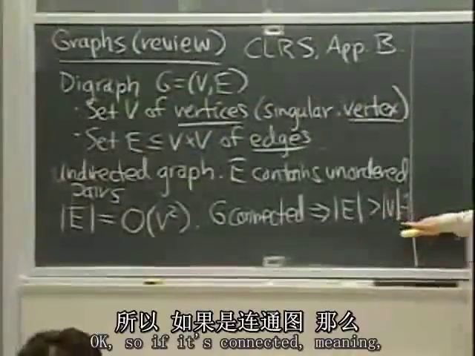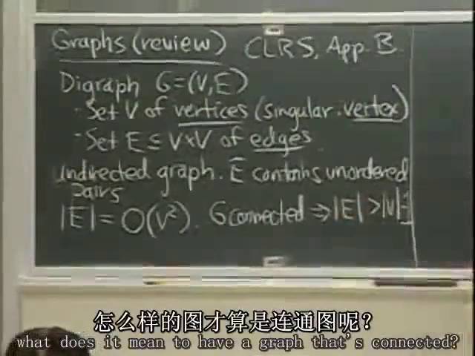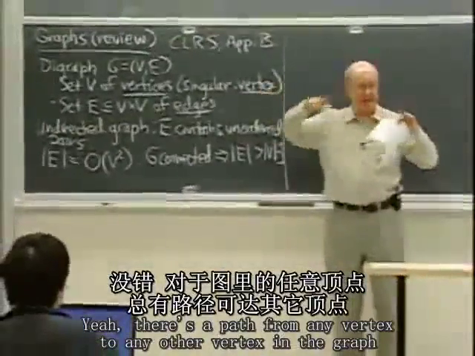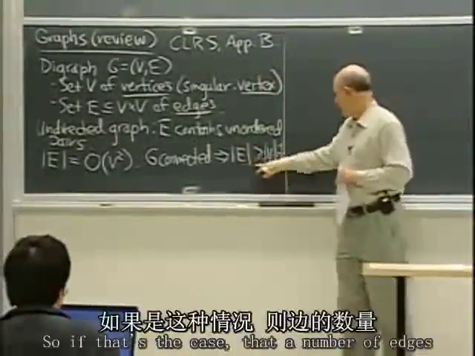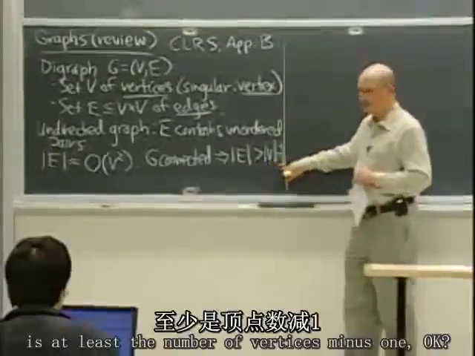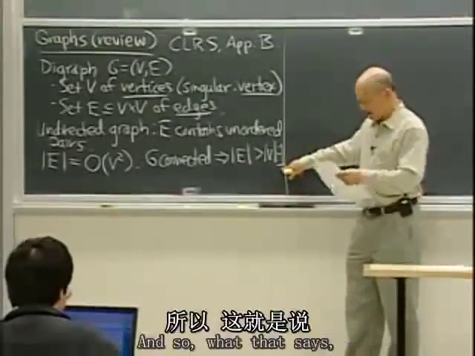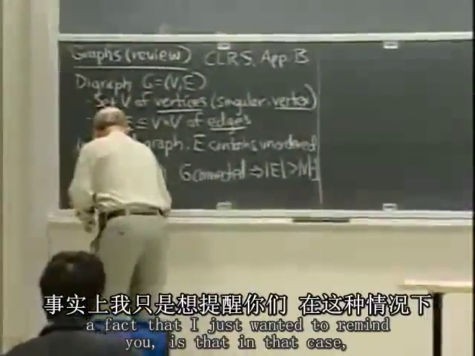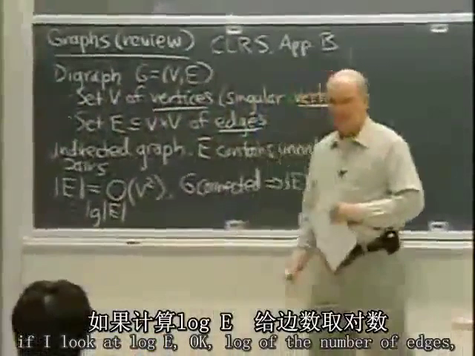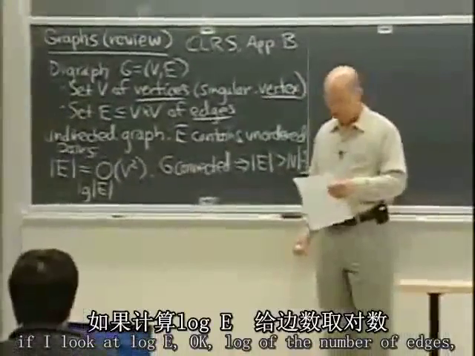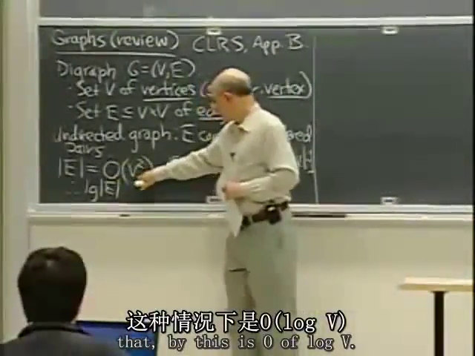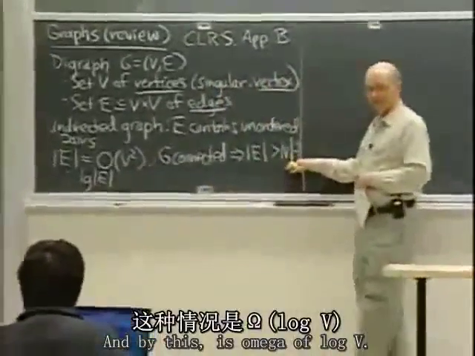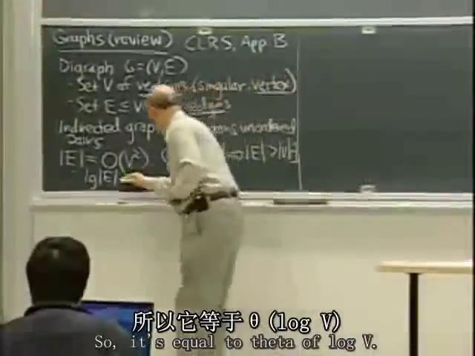So if it's connected, what does it mean to have a graph that's connected? Yeah, there's a path from any vertex to any other vertex in the graph. That's what it means to be connected. So if that's the case, then the number of edges is at least the number of vertices minus 1. One of the things I wanted to remind you of is that in that case, if I look at log E, the log of the number of edges, then by this it is O of log V, and by this it is omega of log V. So it's equal to theta of log V.